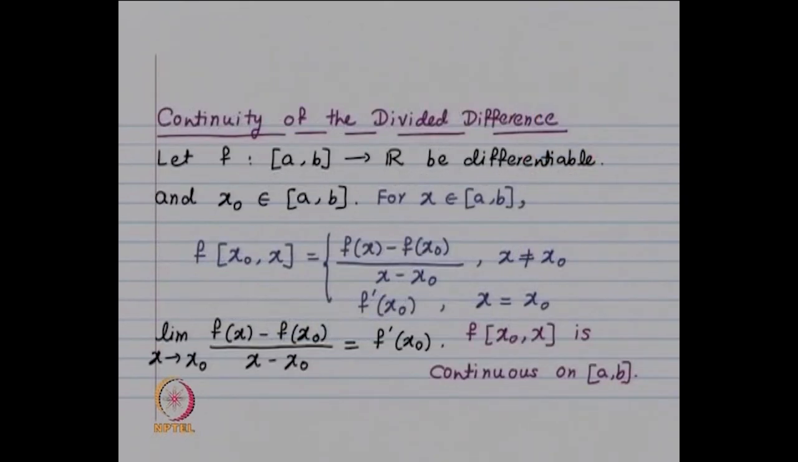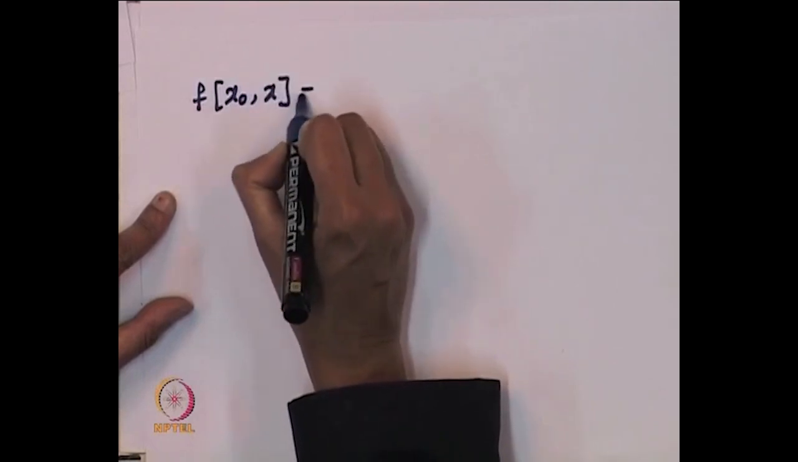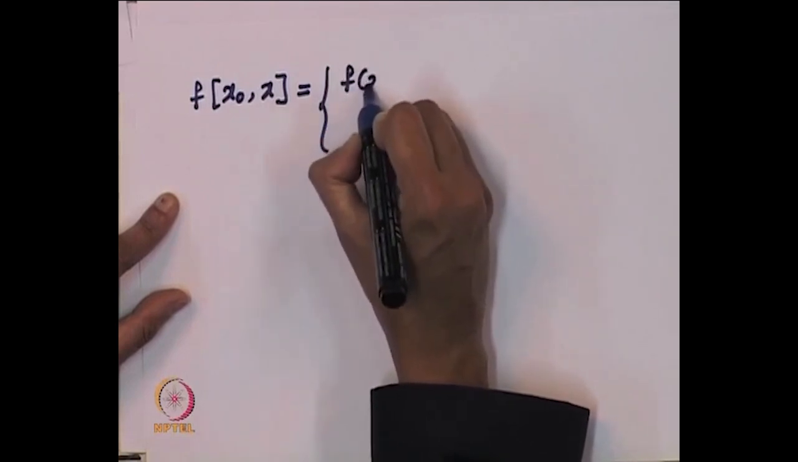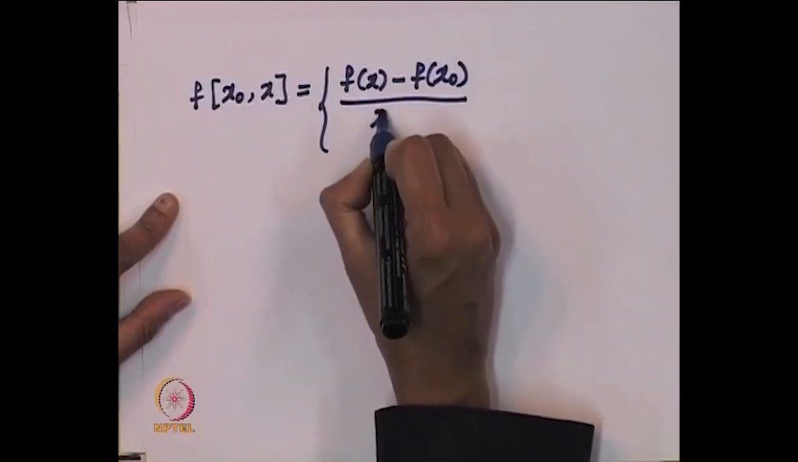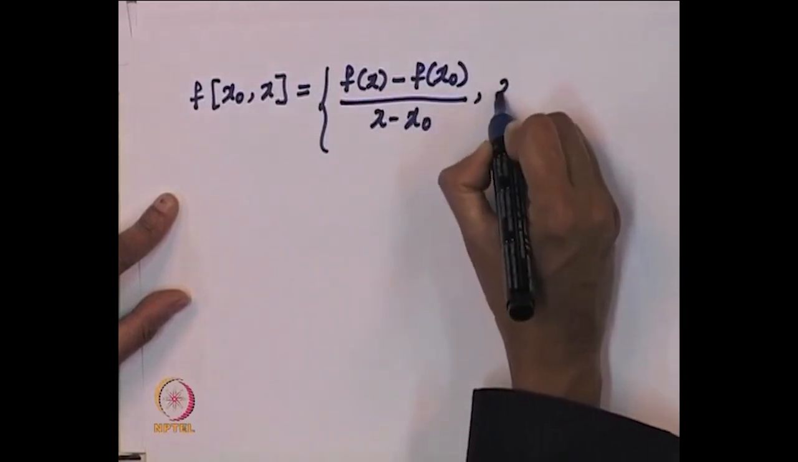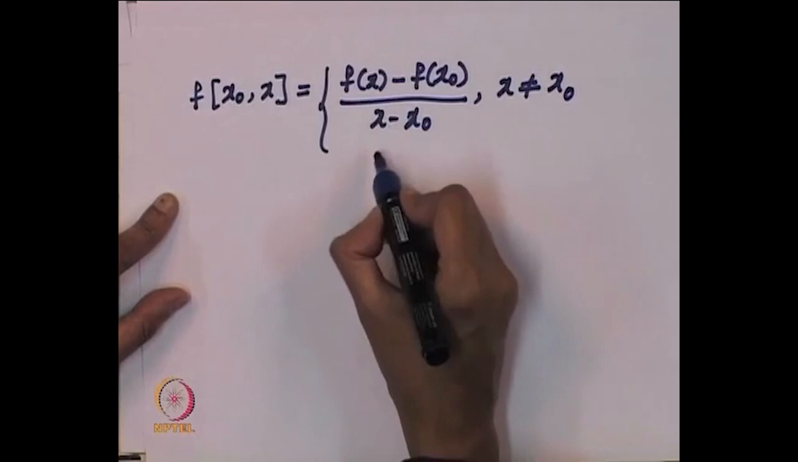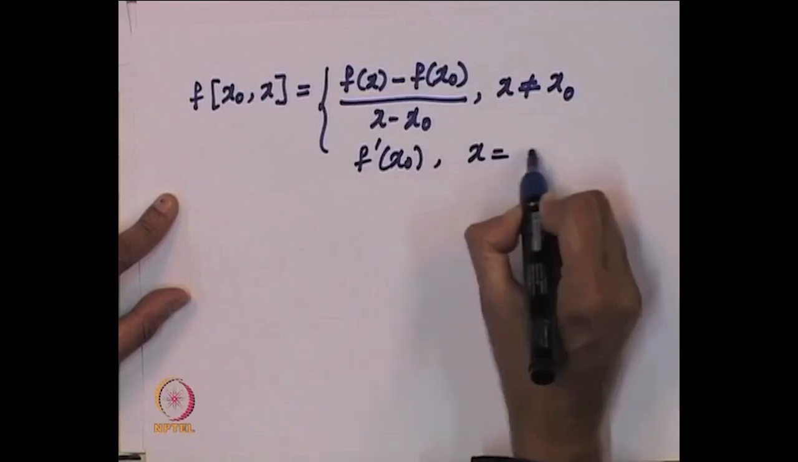We want to show another property of divided difference, and that is the continuity of the divided difference. Our divided difference f of x 0, x is going to be equal to f of x minus f of x 0 divided by x minus x 0 if x is not equal to x 0, and f dash of x 0 if x is equal to x 0.